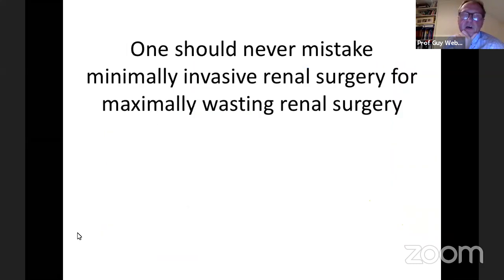And I quite like this phrase that one should never mistake minimally invasive renal surgery for maximally wasting renal surgery. Don't do minimally invasive surgery in a laparoscopic nephrectomy just because it's possible, but always try and do a partial nephrectomy when indicated for the patient to maintain renal function, whether it's open or laparoscopic or whatever modality. If a partial is indicated, try and do a partial nephrectomy. There's more than just the length of stay of the patient in hospital.